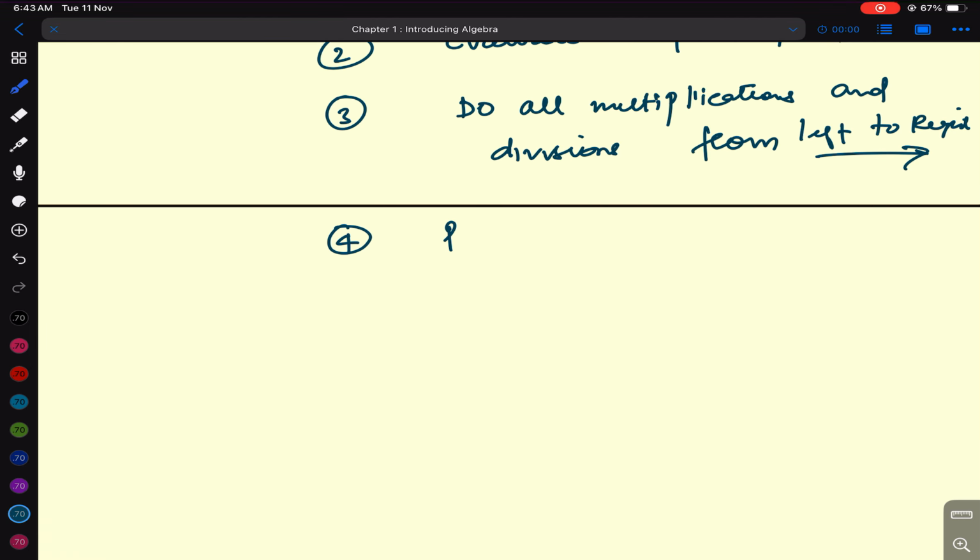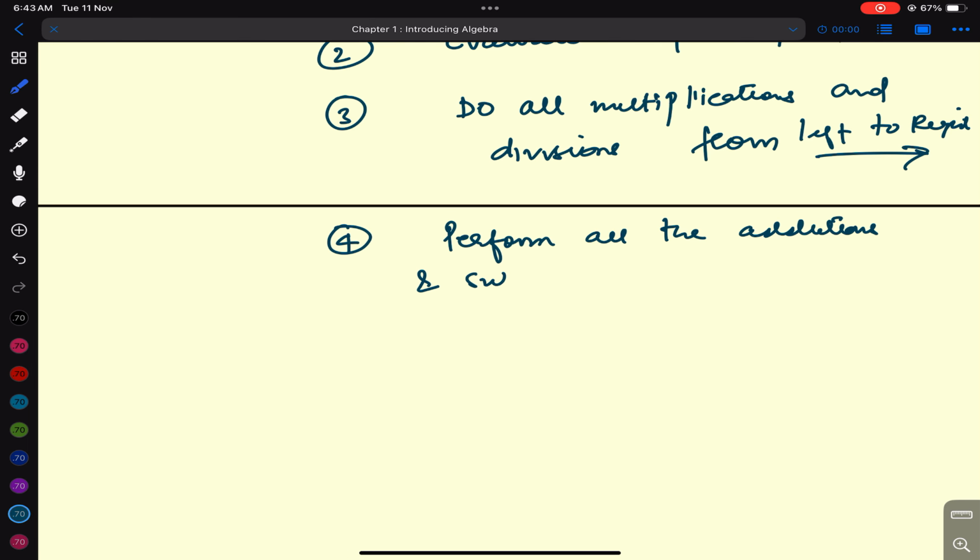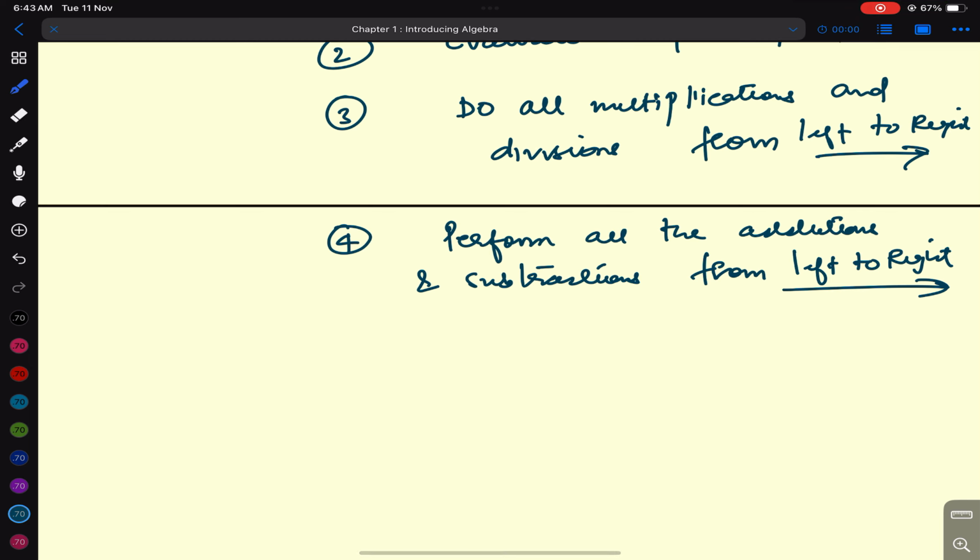Similarly, in the fourth one, we are going to perform all the additions and subtractions from left to right. Here again we perform from left to right. Clear? So this is the standard order that I was talking about, wherein the 4 different precedences are set. Now I'm going to give you an example.